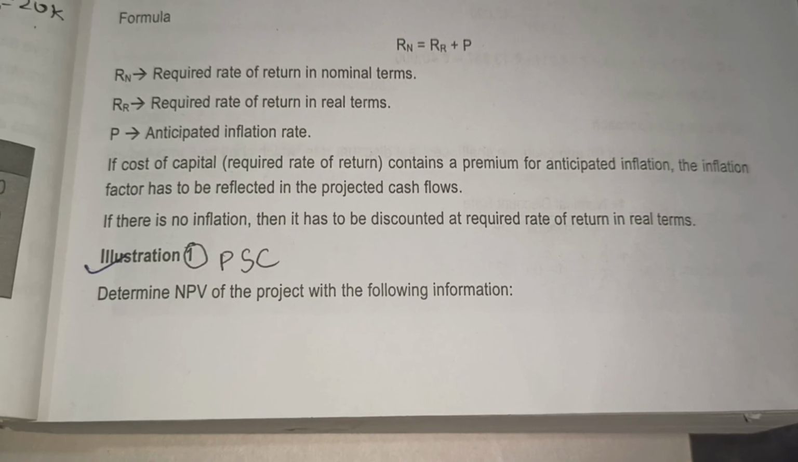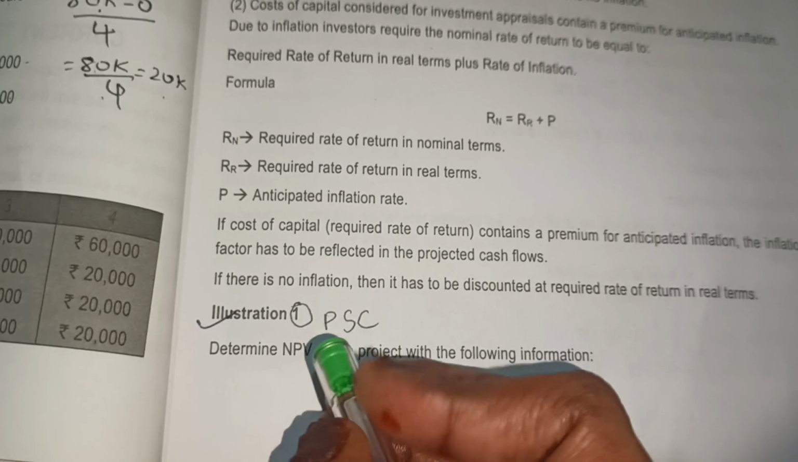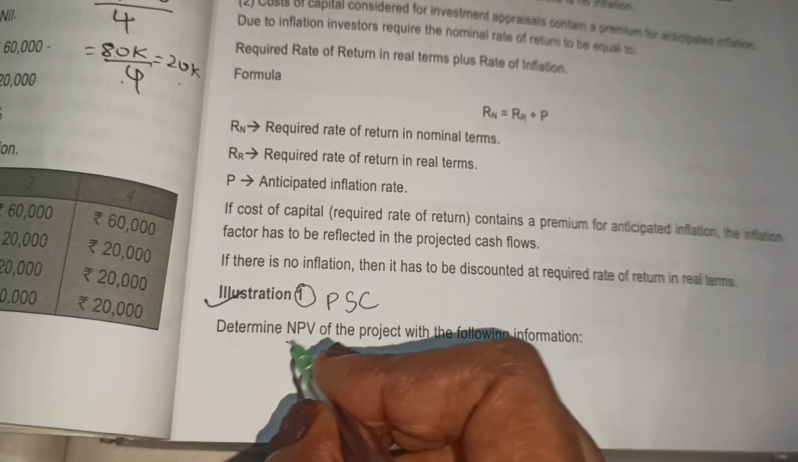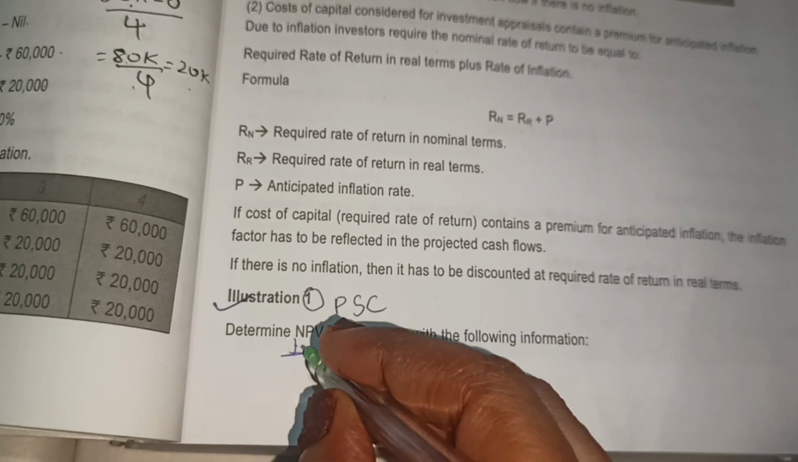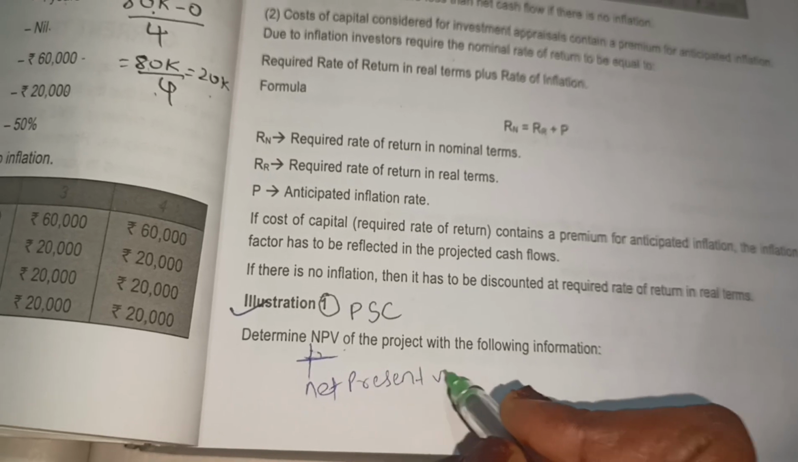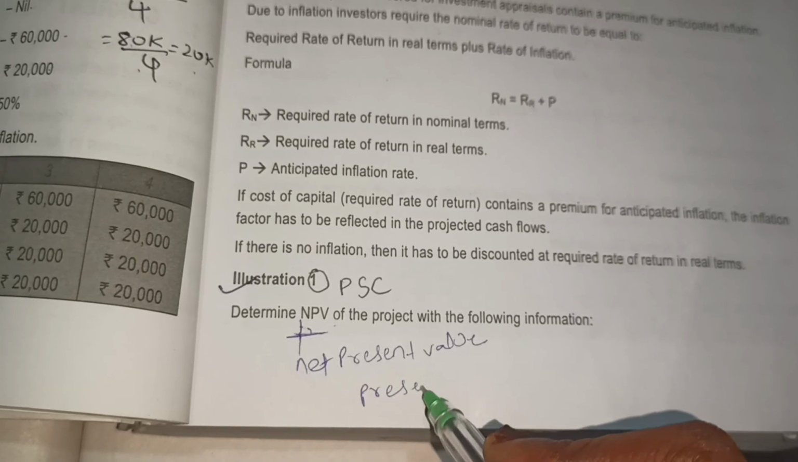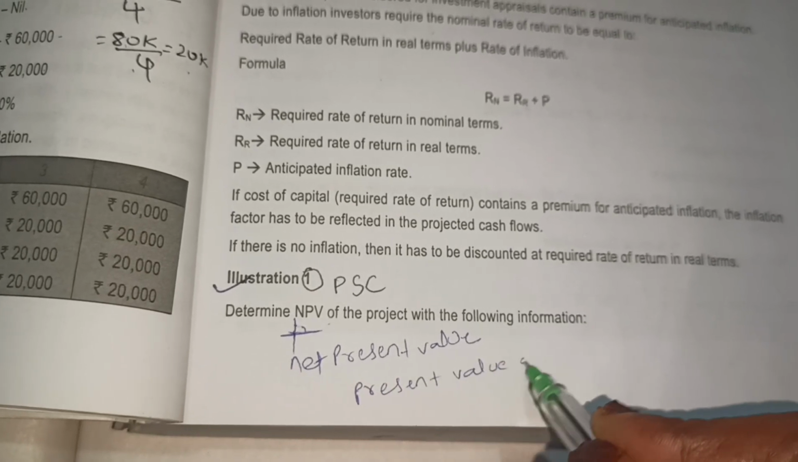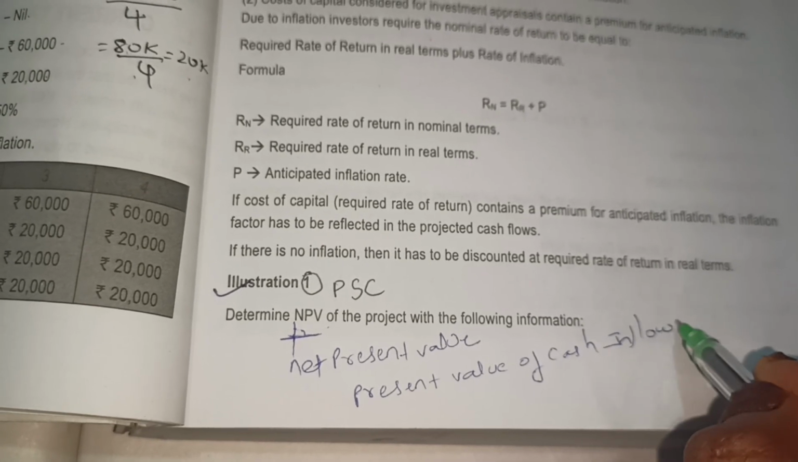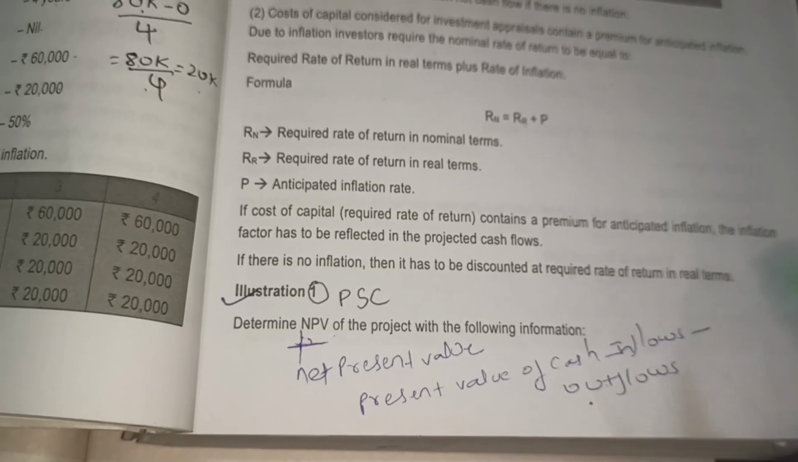Illustration 1. Determine NPV of the project with the following information. What we are expected to find? We are expected to find NPV. NPV stands for net present value. What is the formula of net present value? Present value of cash inflows minus outflows. Outflows is nothing but cost.